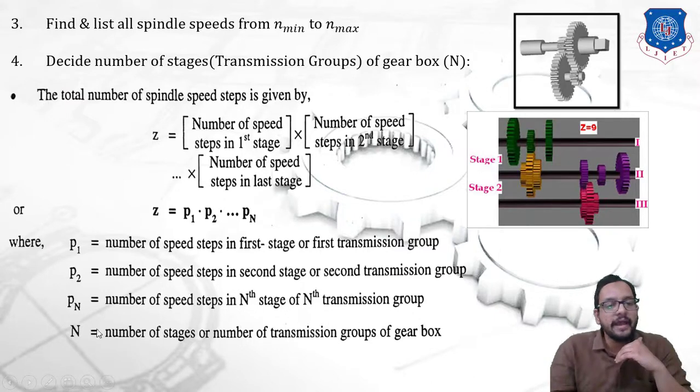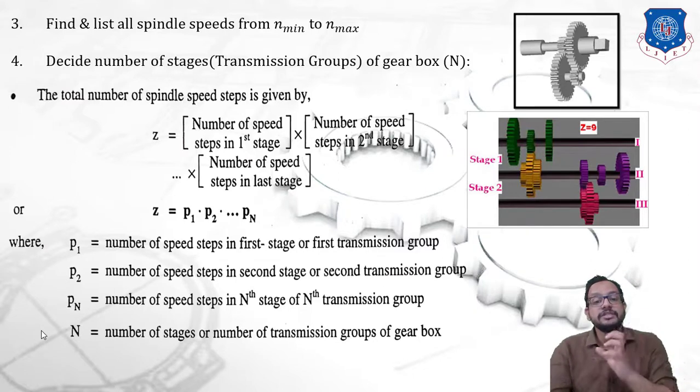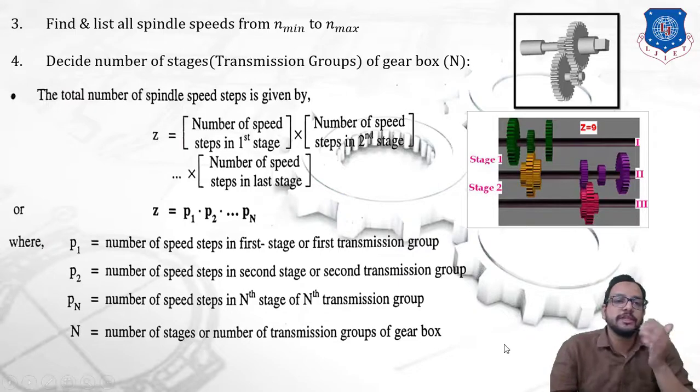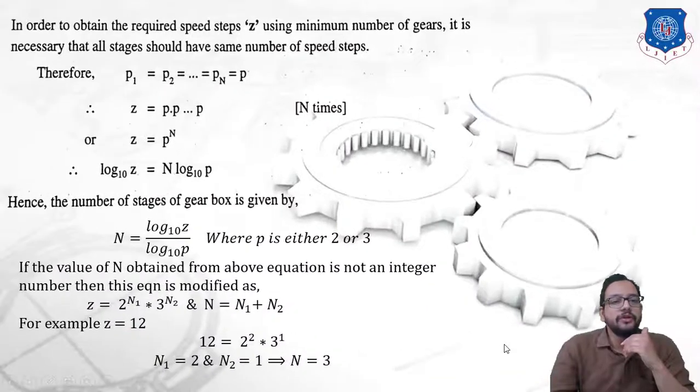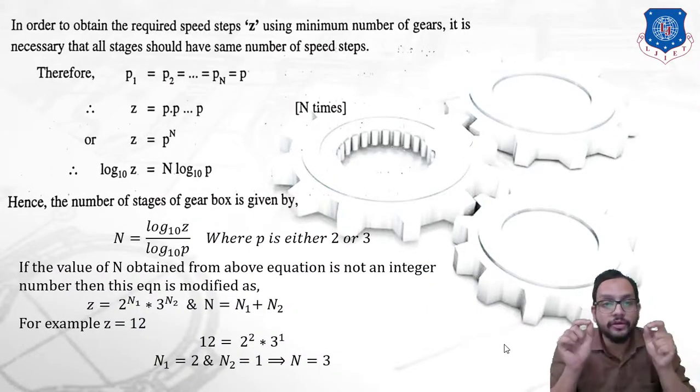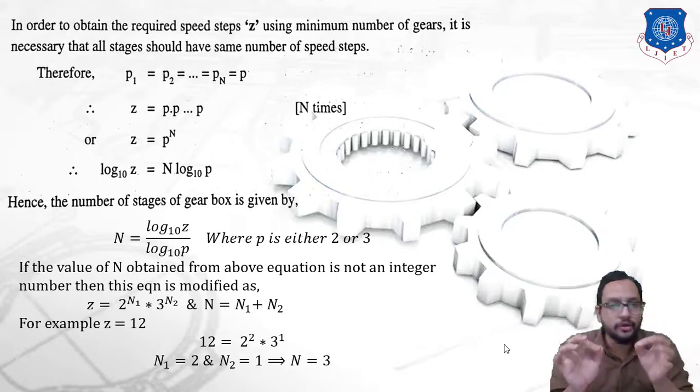Now where n indicates what? n indicates the total number of stages available in a gearbox. So our target is to find this n. Now let us proceed further. In order to obtain the required speed steps, that is Z, our target over here would be to use a minimum number of gears.